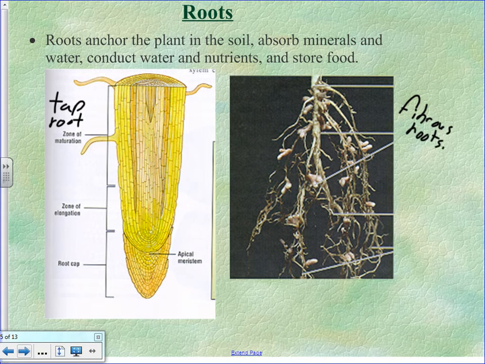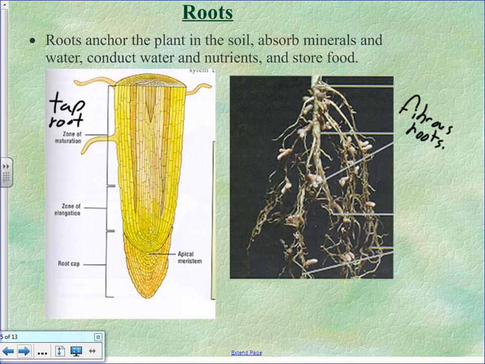Okay? Each serve a different purpose, right? They're an adaptation to a certain lifestyle. If you are, let's say, a very large tree, are you going to want a fibrous root or a taproot? That's what most people think. The last time you saw a tree tipped over, what kind of roots did it have?